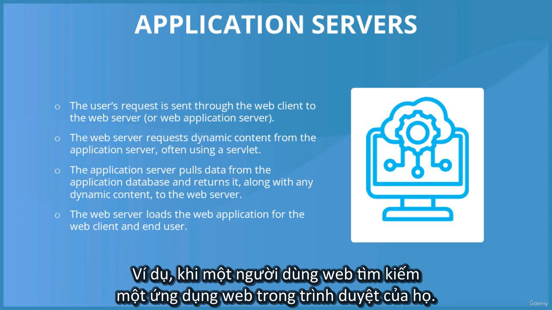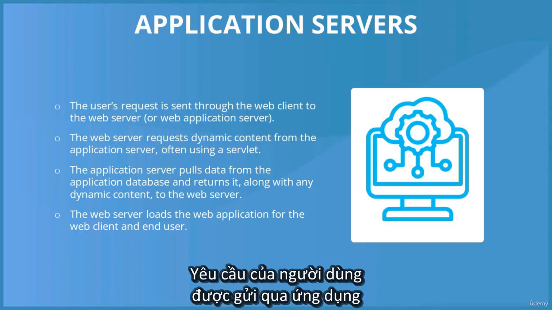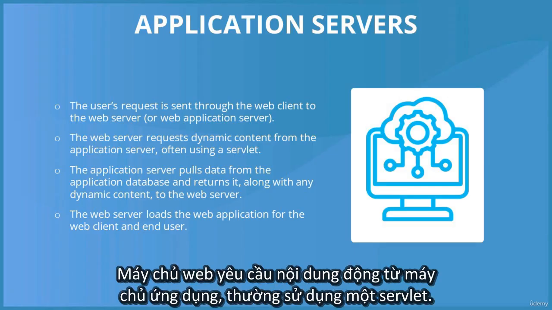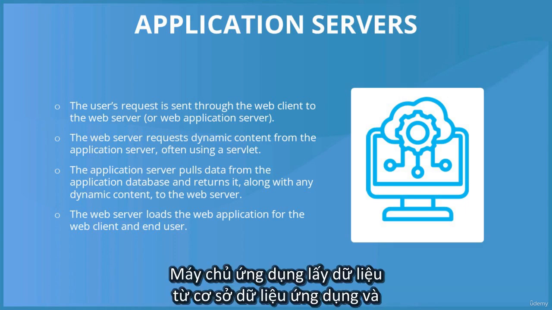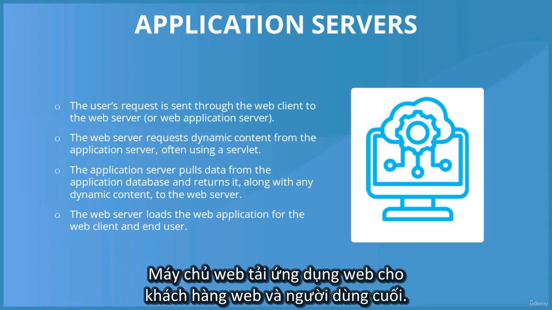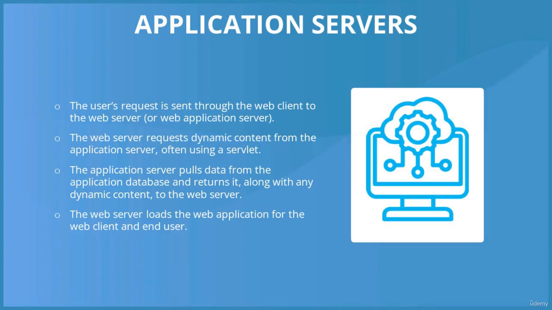For example, when a web user searches a web application in their browser, the user's request is sent through the web client to the web server, or web application server. The web server requests dynamic content from the application server, often using a servlet. The application server pulls data from the application database and returns it, along with any dynamic content, to the web server. The web server loads the web application for the web client and end user.